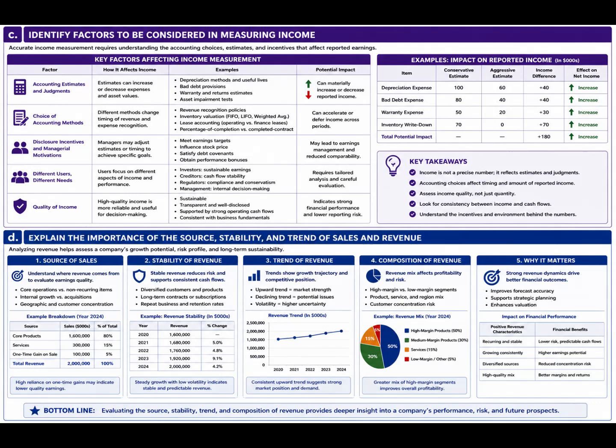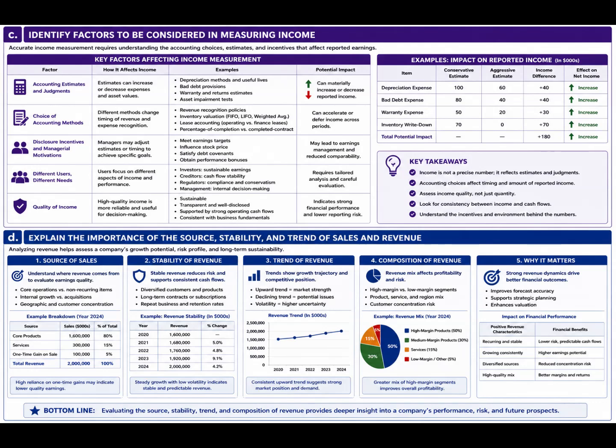Revenue stability reduces risk. Companies with diversified customer bases, long-term contracts, or subscription models often exhibit more predictable cash flows and stronger financial resilience. Trend analysis reveals growth trajectory and competitive positioning. Consistent upward trends indicate market strength, while declining or volatile revenue may signal competitive pressures or demand issues.